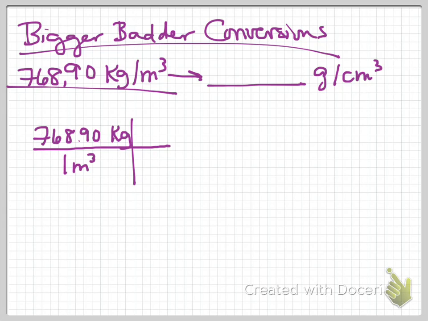Now, it's important to remember that when we have a derived unit, such as a kilogram per cubic meter, you want to make sure that you put one unit on the top and one unit on the bottom. Because what we're saying is that in every 1 cubic meter, there are 768.90 kilograms. It's also easier, because we're going to be using scientific notation, to convert our given to scientific notation right away. So this becomes 7.6890 times 10 to the second kilograms in 1 cubic meter.